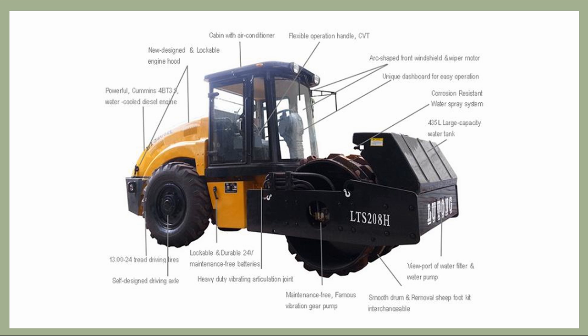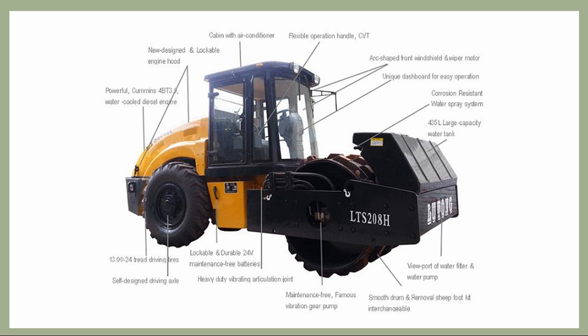Here is the corrosion resistant water spray system. Here is the unique dashboard for easy operation, and this one is the arc shaped front windshield and the wiper rotors. So these are the main components of the road roller.